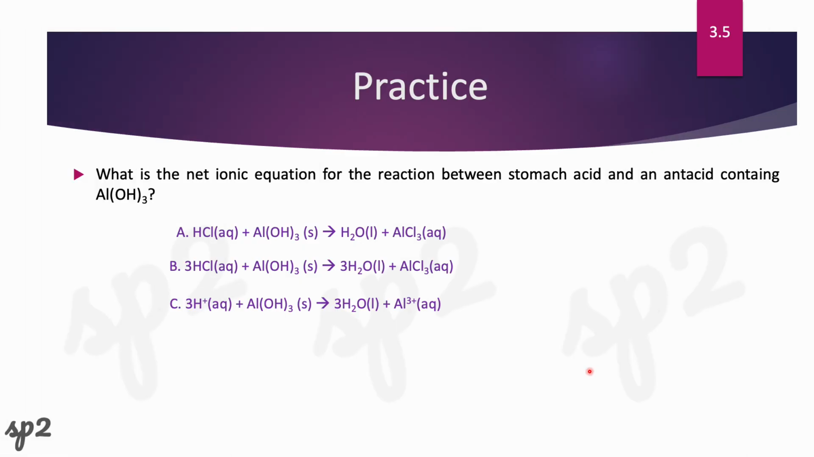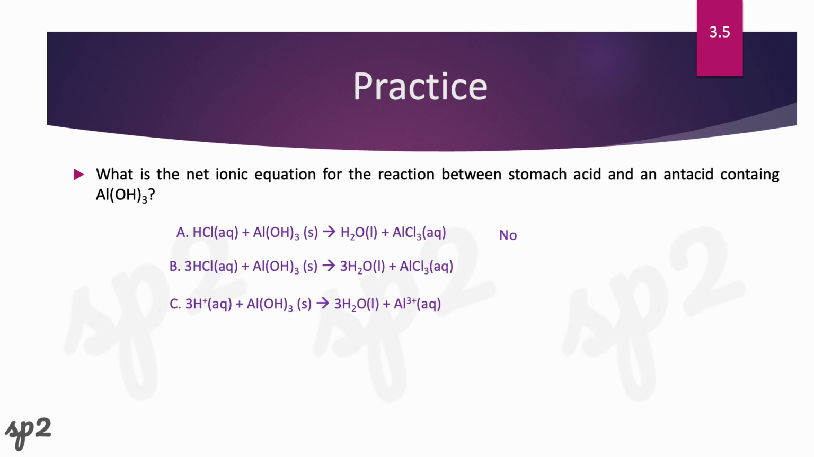So here's our practice for you. The question says: what is the net ionic equation for the reaction between stomach acid, which is hydrochloric acid, and this antacid, which is aluminum hydroxide? Looking at the first reaction, Reaction A, think about it for a moment. Is that going to be our net ionic equation?